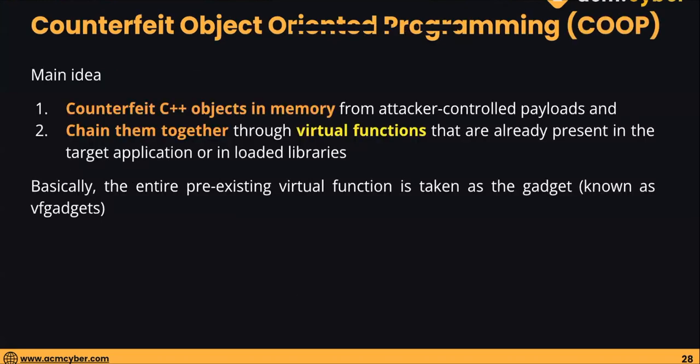And then the other type of technique is COOP, which is counterfeit object-oriented programming. This uses the vtables of C++ objects in order to chain them together to make gadgets. I'll just show the example over here.